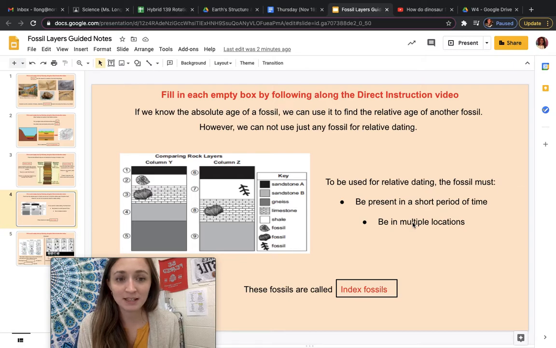Also, for it to be an index fossil, it needs to be in multiple locations. Now, I know exactly what you're thinking. Miss Long, you just said it can only be in one section. What I mean by multiple locations is, if you look right here, each column, like this says column Y, column Z, these are different, we'll call them outcrops. You'll see that word a lot.